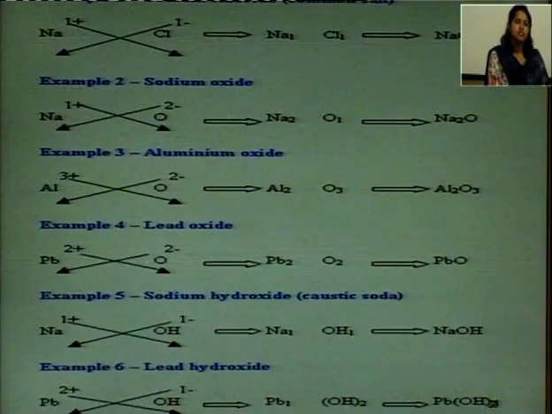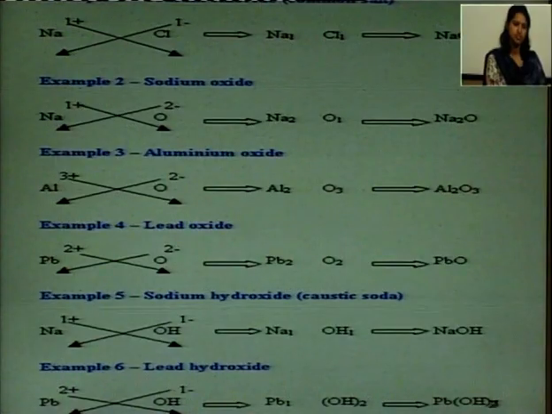Then it is lead oxide, Pb2+ O2-. So, again what is the main point? You write the positive cation towards the left and negative towards the right. Then avoid the positive and negative signs, then crisscross the valencies. Then this is Pb2O2, because 2 is the common factor, so take that out. So, the formula becomes PbO.